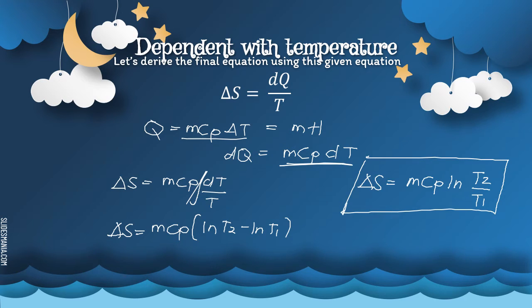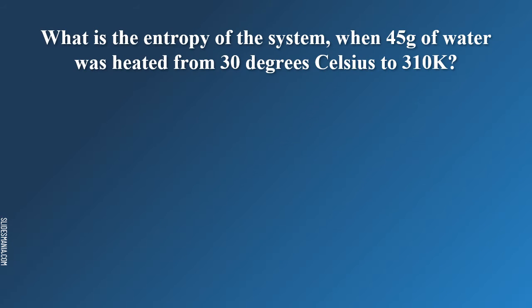Now let's proceed with our examples. What is the entropy change of a system when 45 grams of water is heated from 30 degrees Celsius to 310 Kelvin? So m is 45 grams, T1 is 30 degrees Celsius, and T2 is 310 Kelvin.